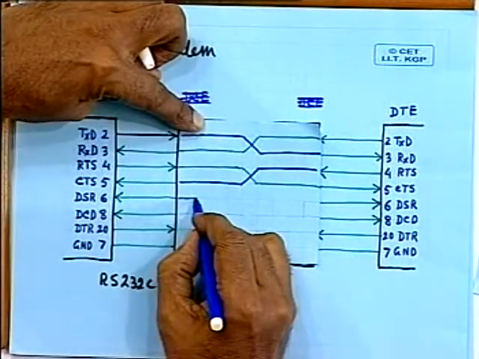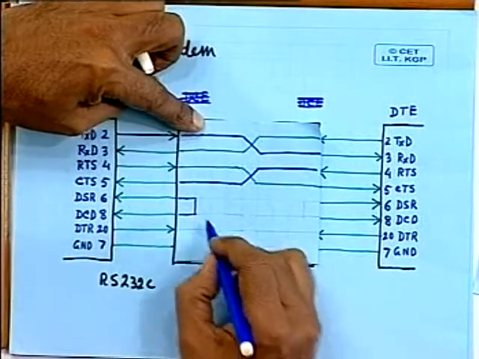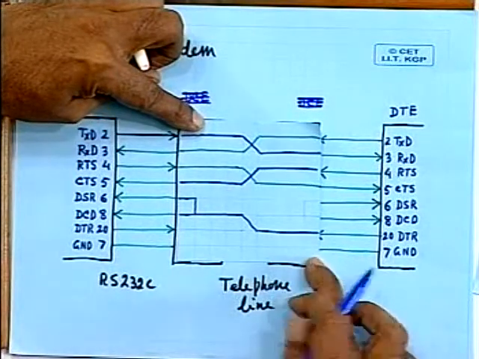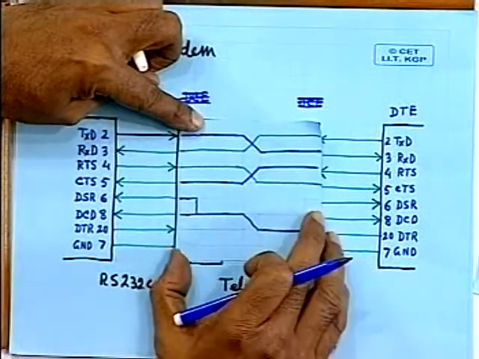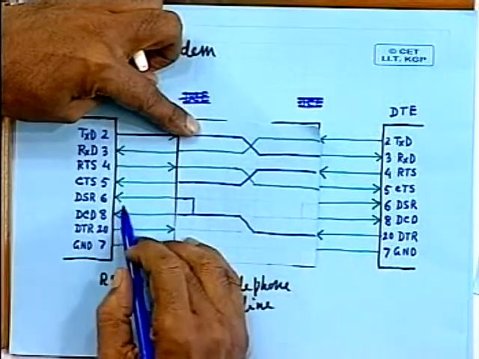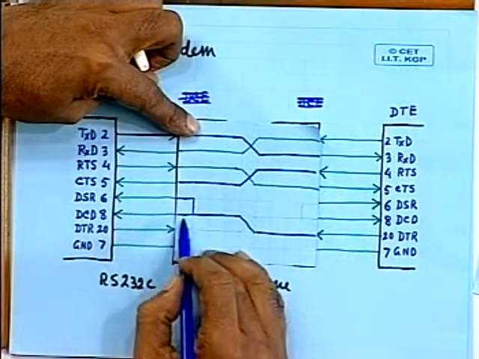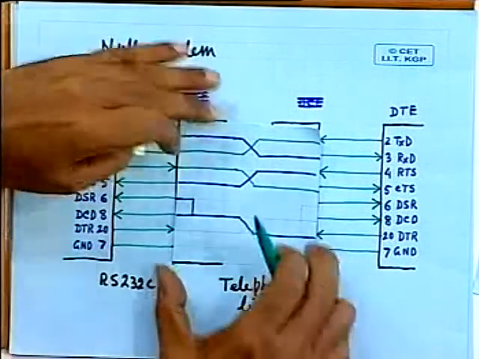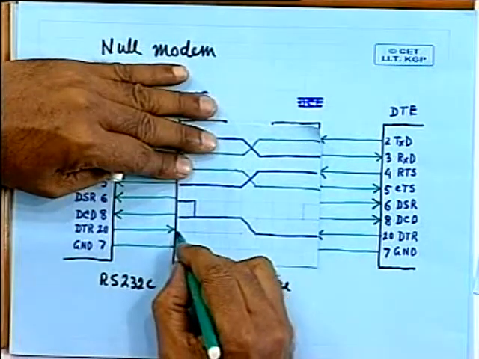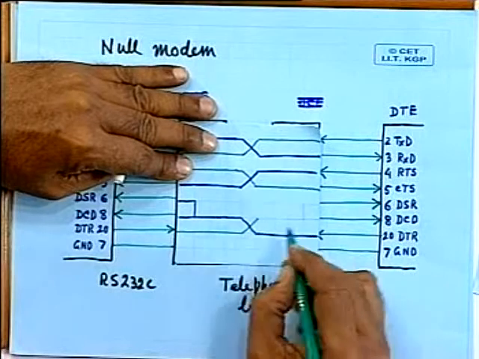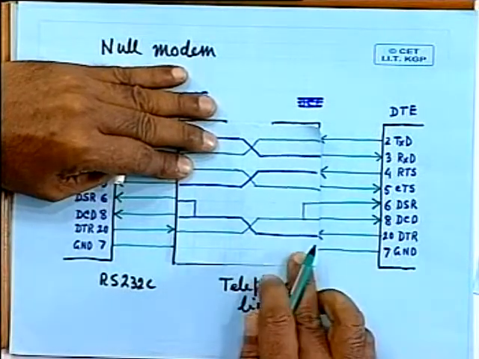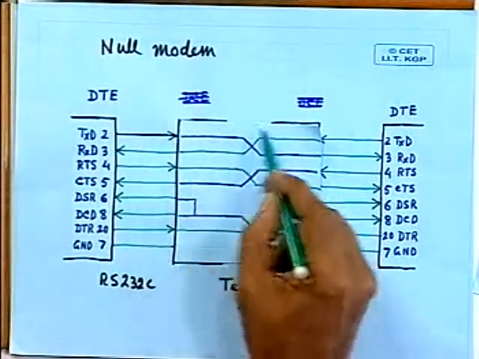Similarly, these two lines are tied together and connected to DTR. That means data terminal ready of one computer is connected to DSR and DCD of the other computer. And similarly, the DTR coming out of it can be connected to the DSR and DCD of the other computer. So this is this particular cable.